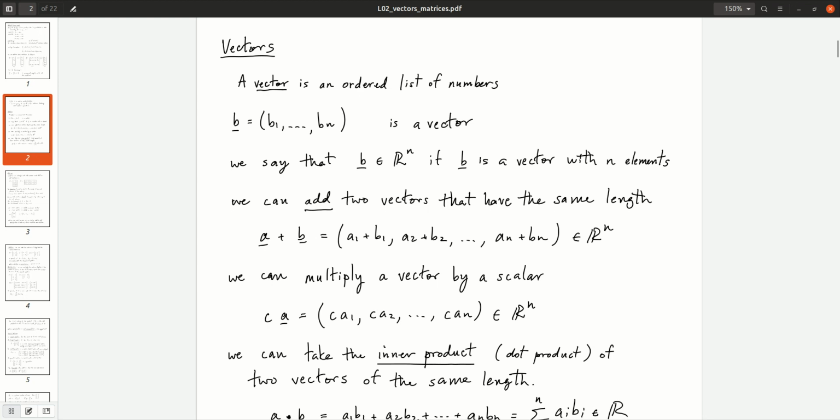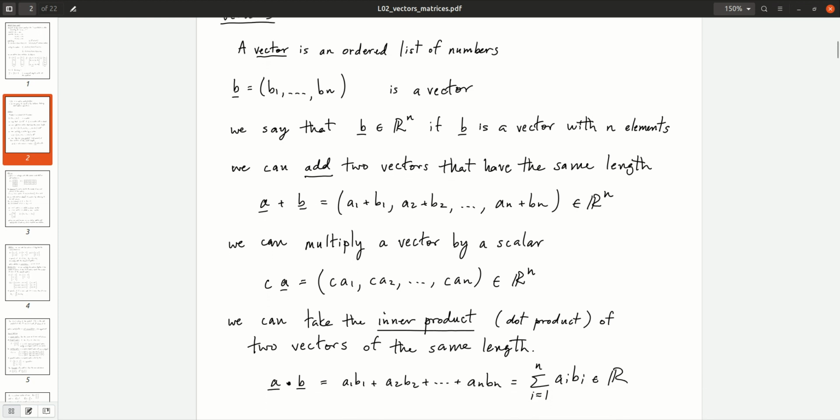We can also multiply a vector by a scalar. So if C is a scalar and A is a vector, then the product C times A just means we take each element of A and we multiply it by the scalar C. So the first element of C times A is CA1, the second element is CA2, and so on and so forth. Now this also is a member of Rn because each element is a real number and it has n elements.